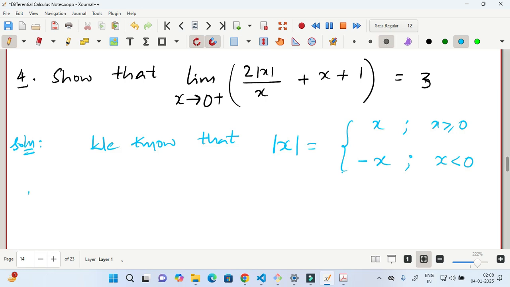Now let's solve the problem. Consider LHS. So how to solve these types of problems? We have to take LHS and apply all the formulas and reach RHS. If you solve the left hand side, then you should reach a point which is equal to RHS. Then our objective is fulfilled. So that is the approach you have to follow while solving these types of problems. Consider LHS. What is LHS?